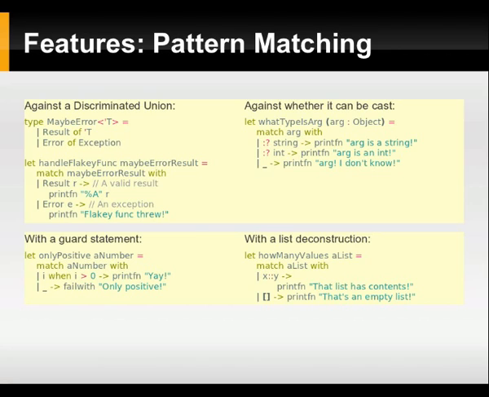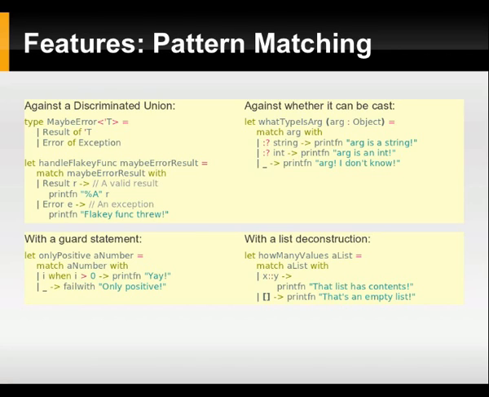Basically, you're saying this is a type that wraps two or more other types. So in this case, that just says, okay, I can have a result of anything or an error of type exception. Does that make any sense?